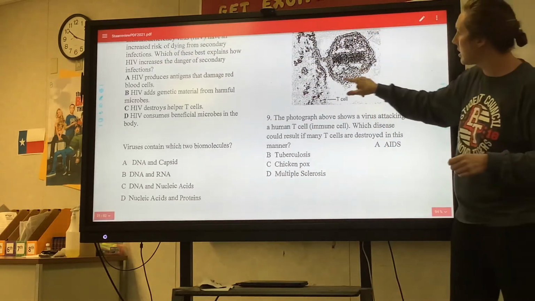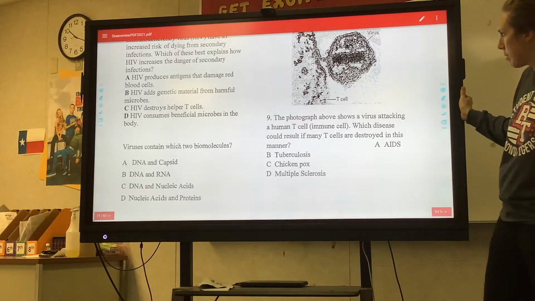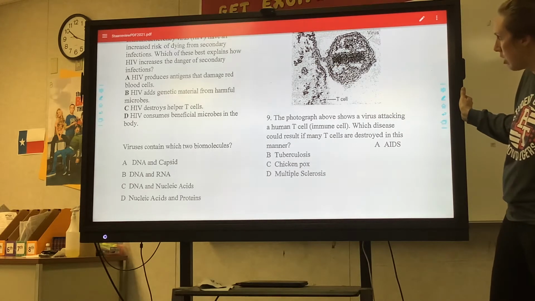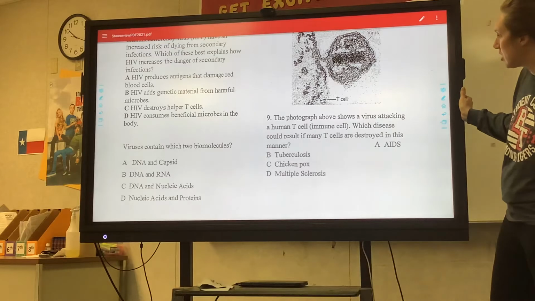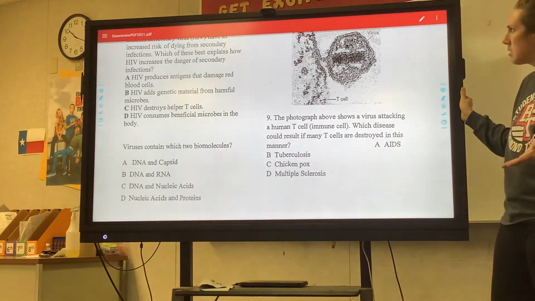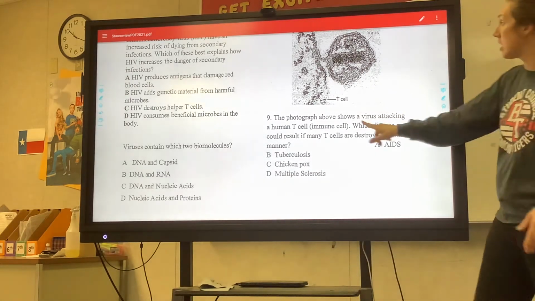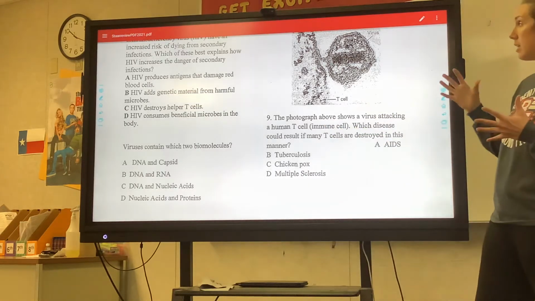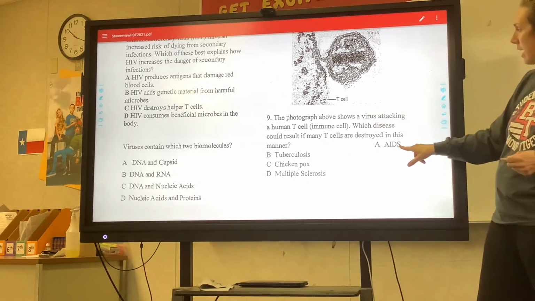Here's the picture. We got a virus and a T cell. The photograph above shows a virus attacking the human T cell, which disease could result if many T cells are destroyed in this manner? So it should say that T cells are your immune system cells. Oh, it does say immune cell. What attacks your immune system cell? AIDS and HIV.